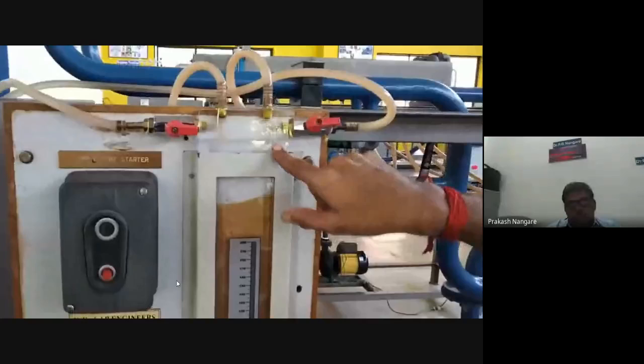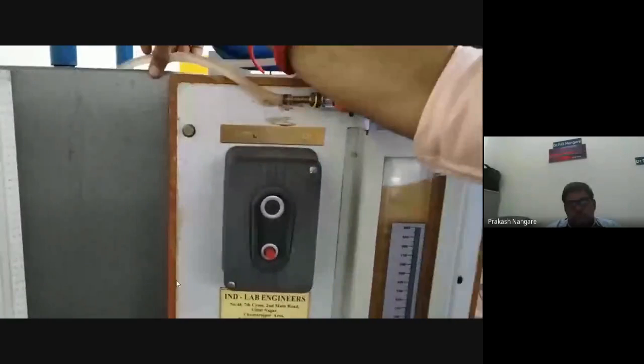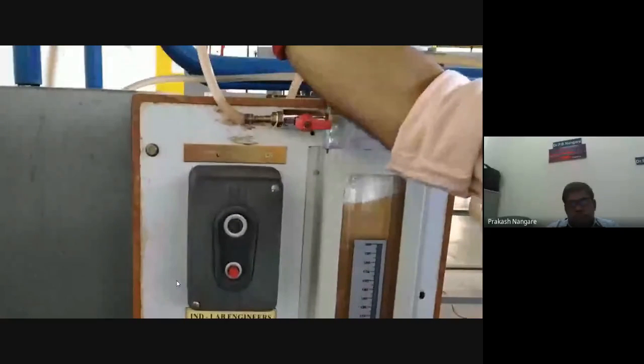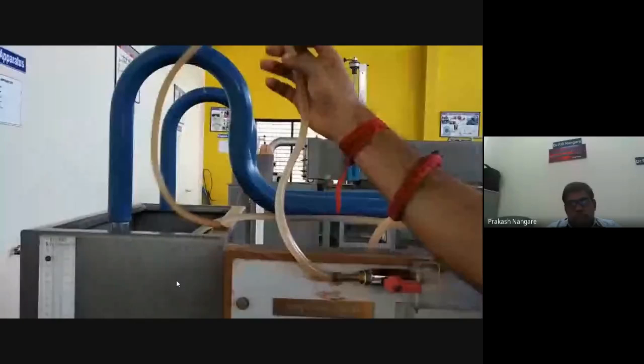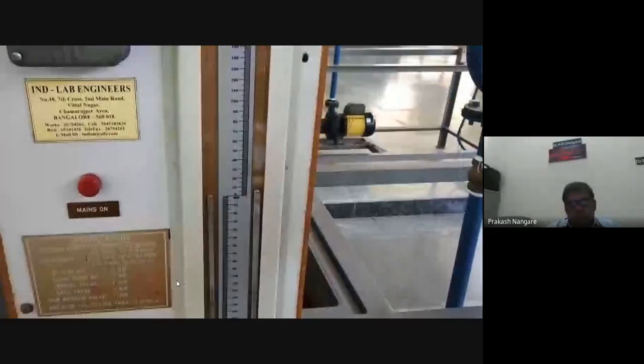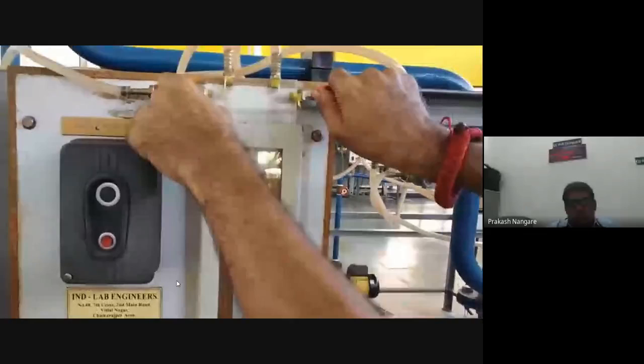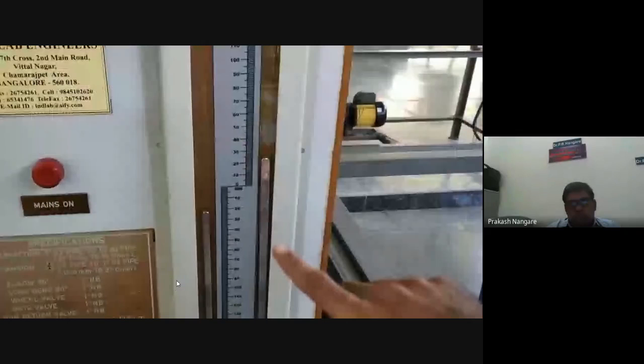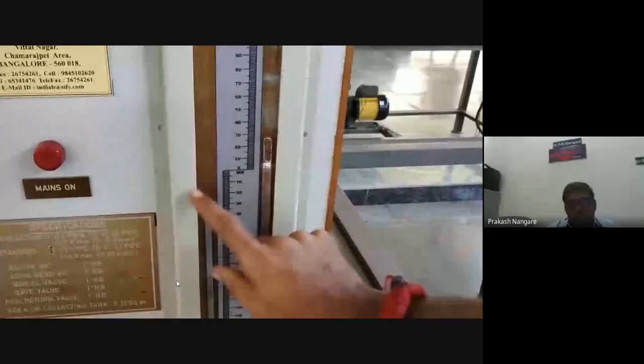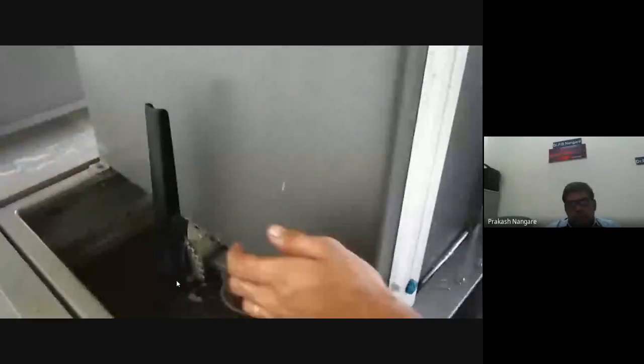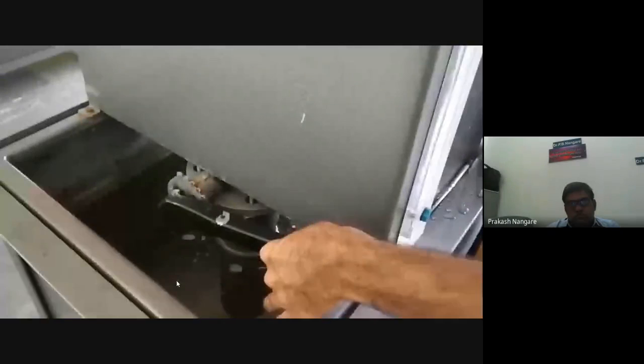in order to release the air bubbles. Then wait for some minutes in order to release the air bubbles. Then close the manometer valve. You will get the difference H1 and H2. Take these two readings. Then take the collecting tank reading by closing the butterfly valve of the collecting tank. Wait for some minutes.